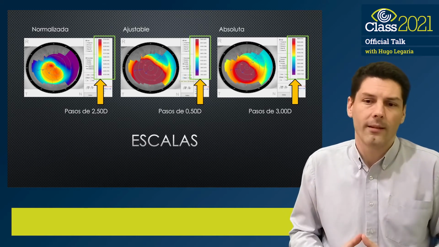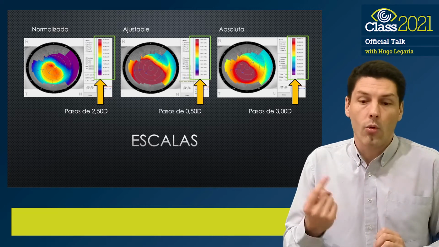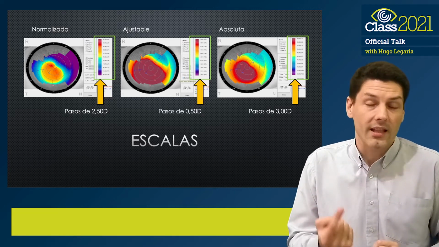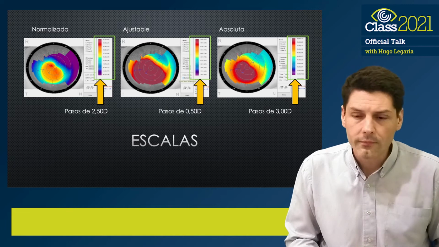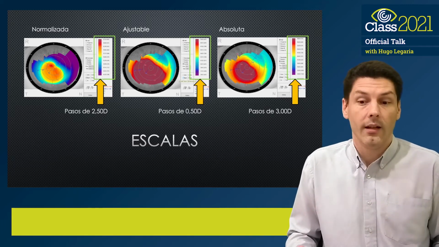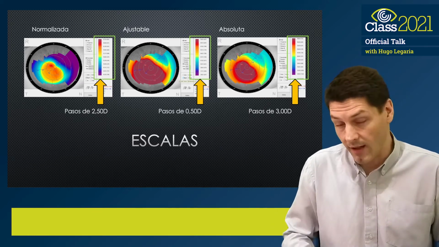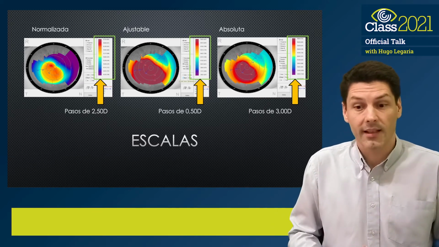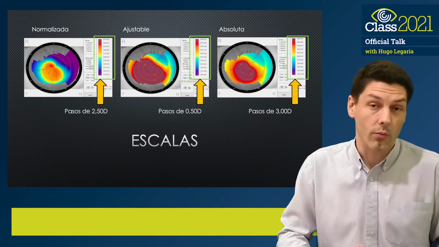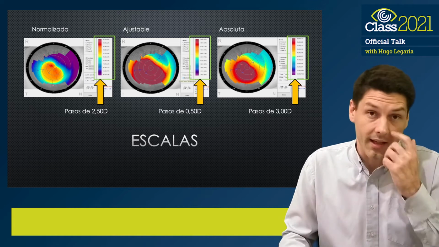The absolute scale always determines a color for a certain curvature. So if I quickly look at a topography on an absolute scale and I see a red color, automatically I know that it is a cornea with ectasia or some irregularity. And if it is almost all green, which is fairly regular, it is a regular cornea with normal values.